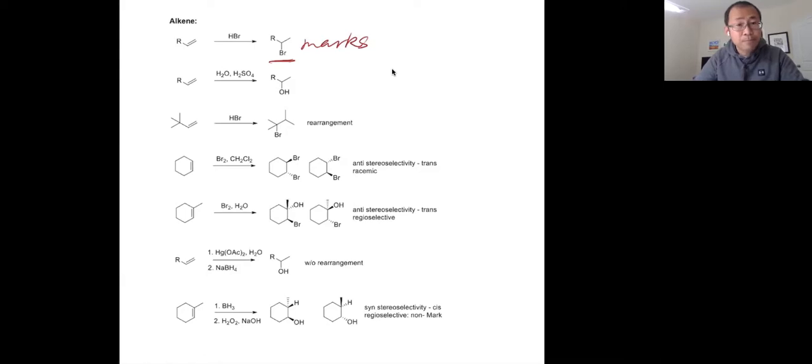And very similarly, if we add water instead of HBr, we can get an alcohol. Also, the alcohol is the Markovnikov alcohol. And very similarly, the reaction undergoes a carbocation intermediate. And in order to add water, we have to use an acid as a catalyst.